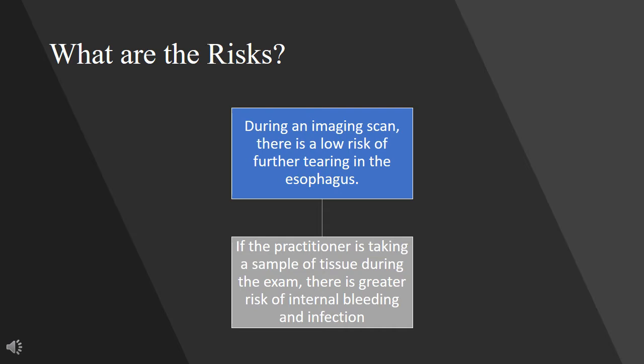The risks associated with endoscopy vary depending on the purpose of the procedure. For image scanning endoscopy, there is a low risk of esophageal tearing. For tissue sampling, there is a small risk of internal bleeding or infection.